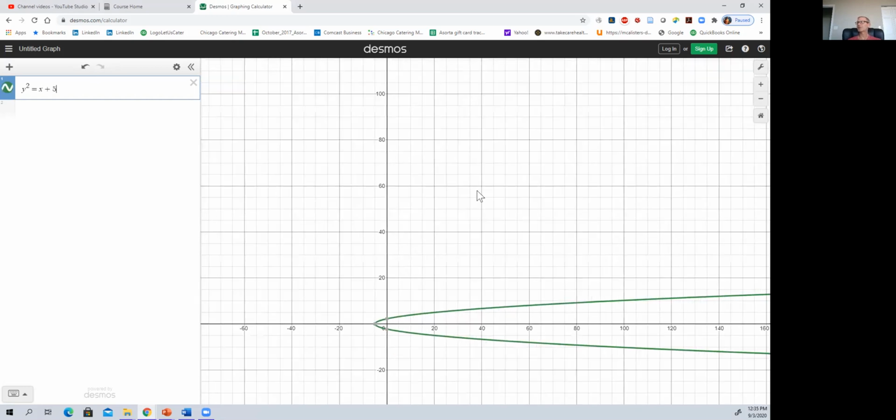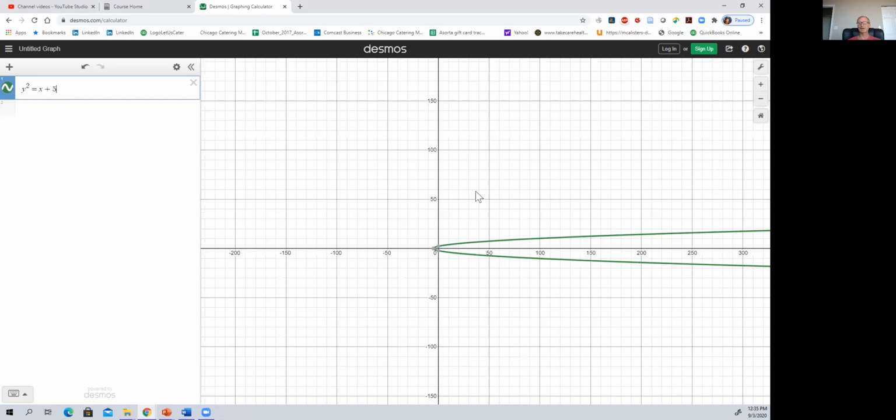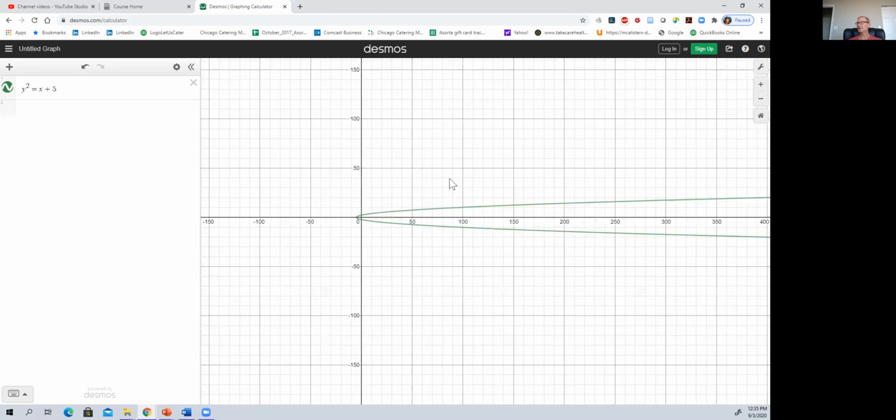So instead of x squared, I've made it y squared in this case. You can see that this is a quadratic that actually opens up to the right. And if you take a vertical line and pass it through, like right here at 100, you see it passes through this point and that point. And so here is an example where this is not a function.